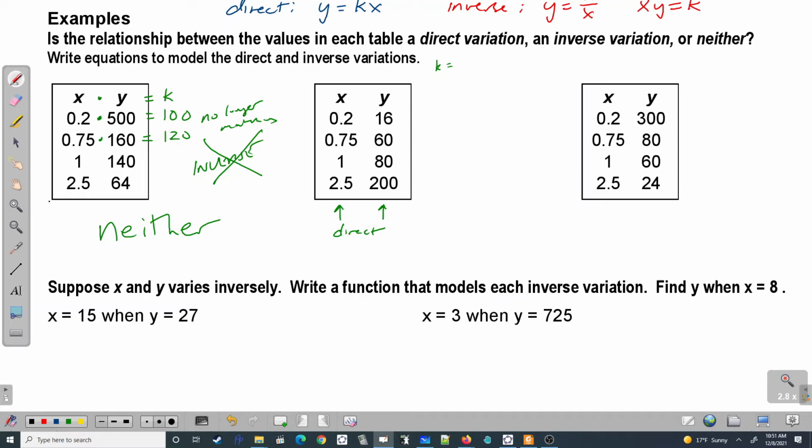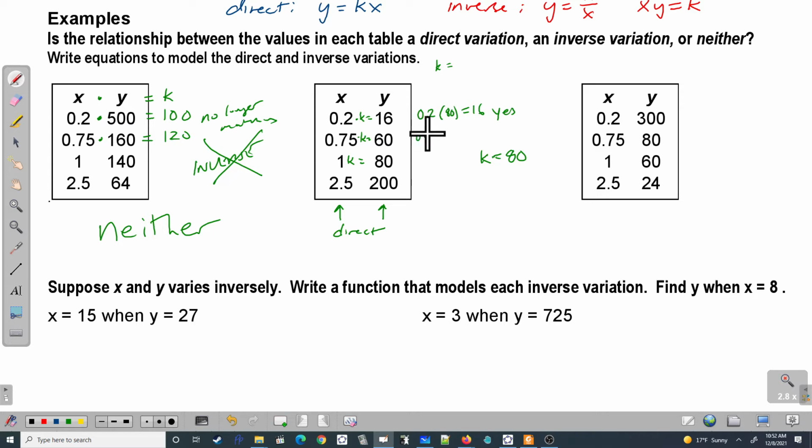Now, all I have to do is figure out, what number can I multiply to 0.2 to get 16? What number can I multiply to 0.75 to get to 60? What do I multiply 1 by to get to 80? Well, that one's pretty easy. k is 80. Having a 1 really does make your life easier when doing the problems. So now the question is, will 80 work for all the other ones? Let's take a look back. 0.2 times 80 equals 16? Yes, it does.